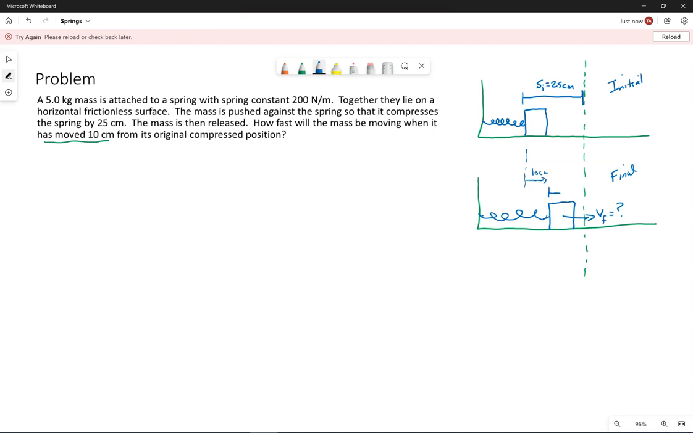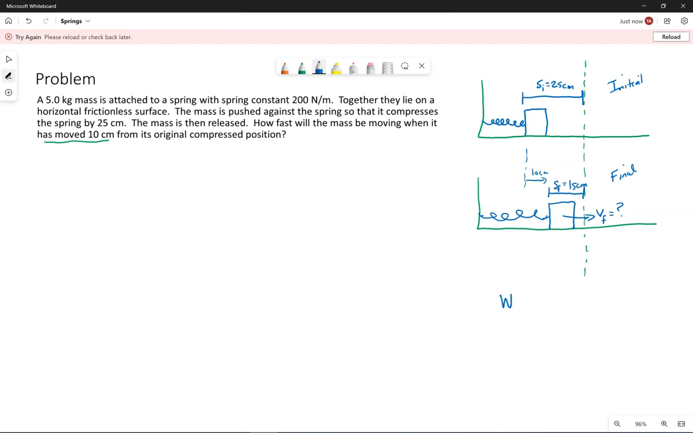So the spring here is still compressed. So S final, well, if it was initially 25 centimeters and we are saying that the mass has now moved 10 centimeters, S final will be 15 centimeters. So I find it very helpful, as you've probably noticed all along, to draw a rough sketch so that we can accurately account for distances, positions, all that good stuff.